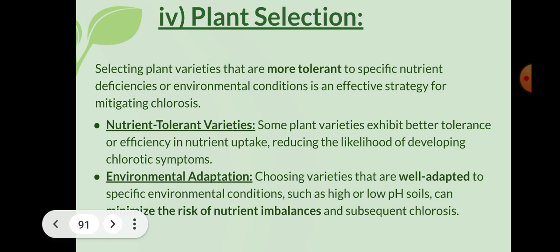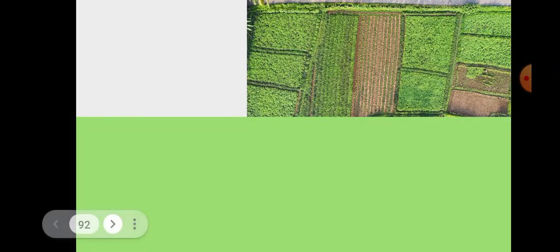The fourth one is plant selection. Selecting plant varieties which are more tolerant to specific nutrient deficiencies or environmental conditions is also a very effective strategy. The first one being nutrient tolerant varieties. Some plant varieties have a better tolerance or efficiency in the uptake of nutrients, and it reduces the likelihood of developing chlorotic symptoms. The second one is environmental adaptation. Choosing plant varieties that are well adapted to specific environmental conditions like high or low pH soils can also minimize the risk of nutrient imbalances, which results in chlorosis.